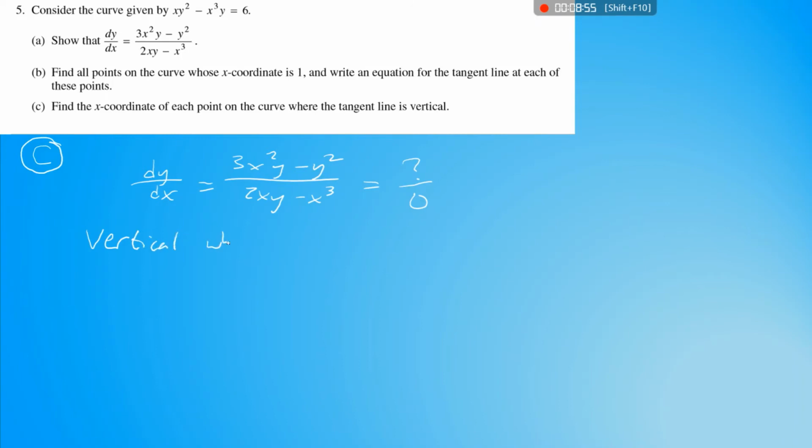So if I take out 1 x, then it's x times 2y minus x squared. Okay, I'm going to write out my step though. We are vertical whenever the bottom is equal to 0, and then you can keep going. So you were factoring something out, I think.